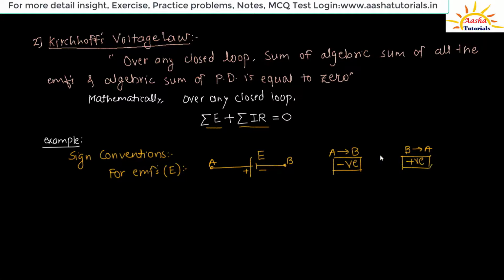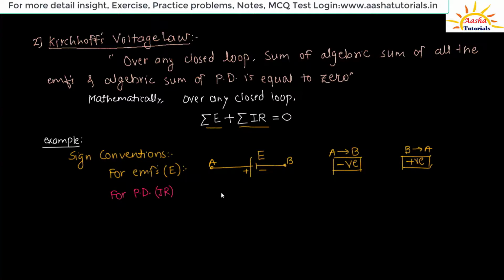So remember, if you are going from positive to negative, the sign is negative, and if you are going from negative to positive, it is positive. This is the first sign convention. Then the second sign convention that we have is for potential differences, that is for IR.